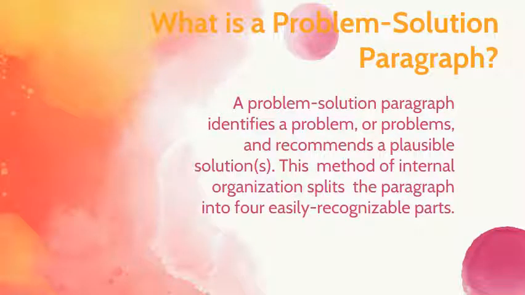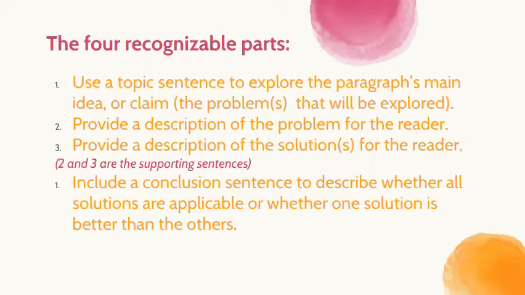So, what is a problem solution paragraph? From its title, we can guess that I will have a problem and I have to suggest solutions for it. So, a problem solution paragraph identifies a problem or problems, but be sure that the problem or problems should talk about one topic, and recommends a plausible solution. By plausible, we mean reasonable solutions to the problems that we mentioned. This method of internal organization splits the paragraph into four easily recognizable parts. Let's see what the four recognizable parts are.